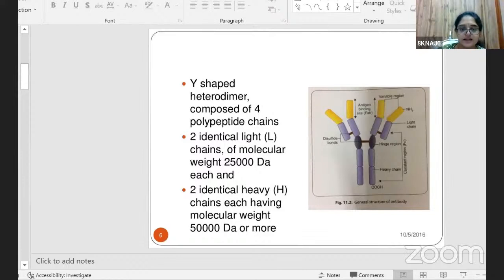IgE is associated with mast cells, so it is present in allergic reactions. It is found attached to the mast cells, which are involved in parasite immunity and allergies. IgD is primarily a surface immunoglobulin on the B cells.